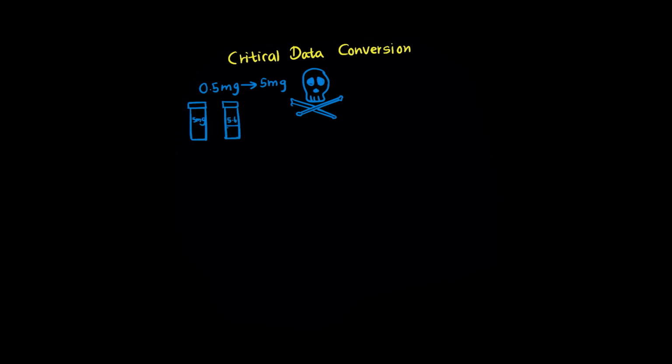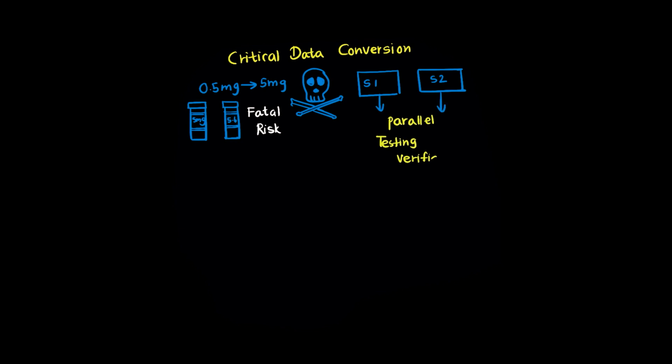Data conversion from legacy systems is where patient safety meets technical precision. Medication dosages can't have even tiny errors. 0.5 milligrams becoming 5 milligrams could be fatal. Skipping validation is playing Russian roulette with patient lives. Deleting source data removes our safety net for verification. Random sampling might miss critical errors in specific drug categories, but parallel testing verification, it's our guardian angel.